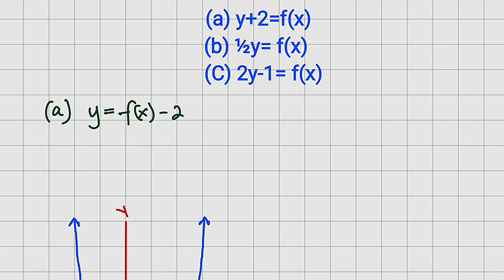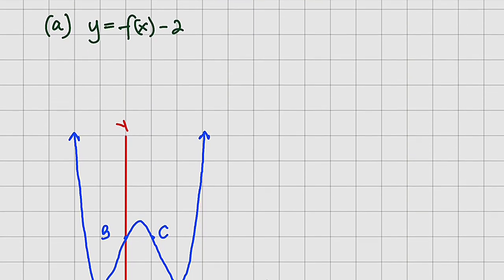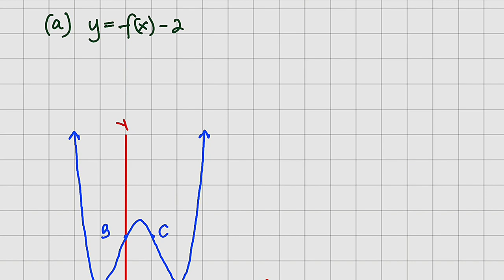So what does this mean? It means that from the main graph, which is f of x, you should shift it downward 2 units because this is only affecting y coordinates and all x coordinates will remain where they are. So every point I have on this graph will be shifted 2 units downward.